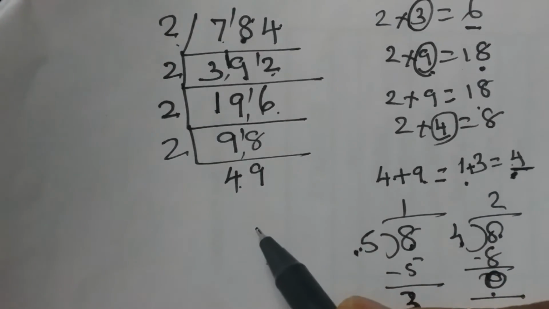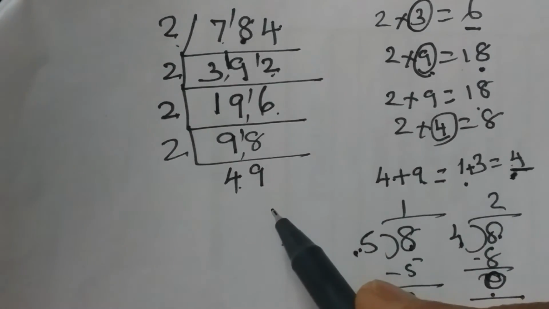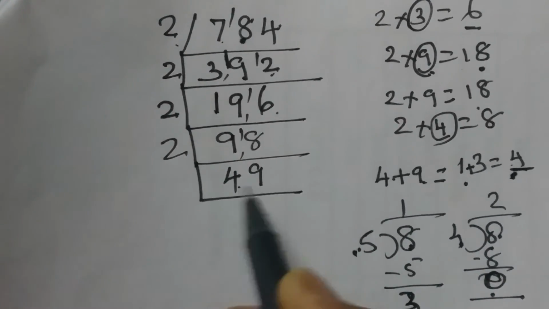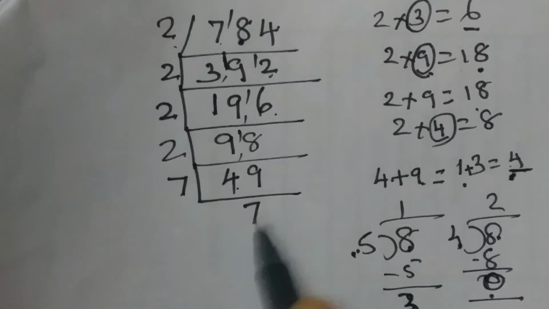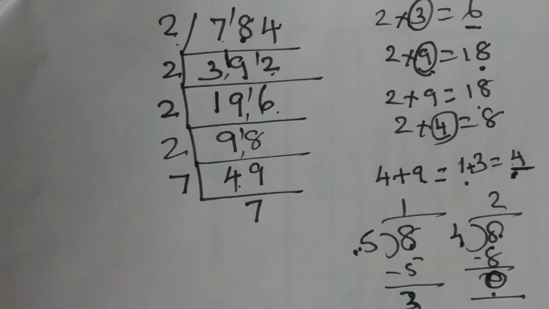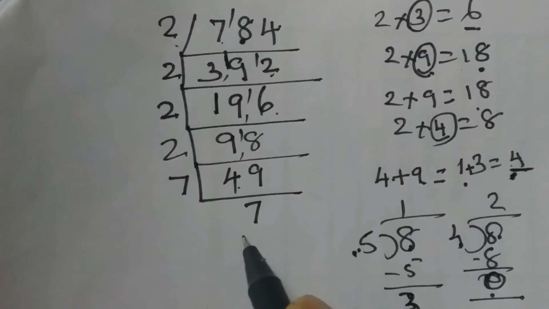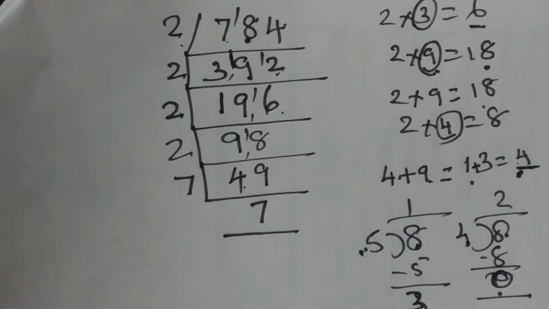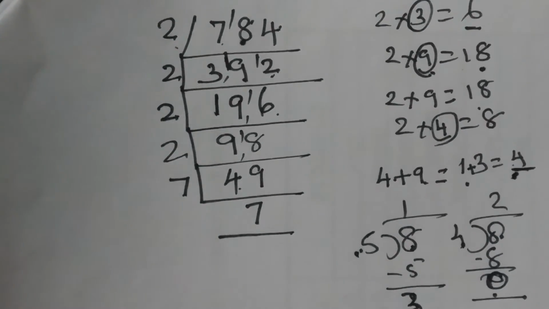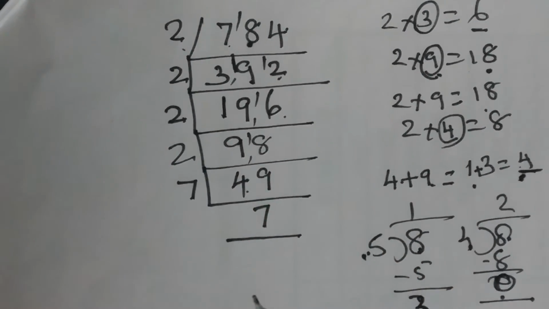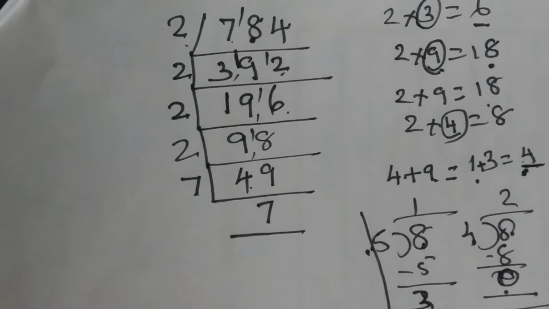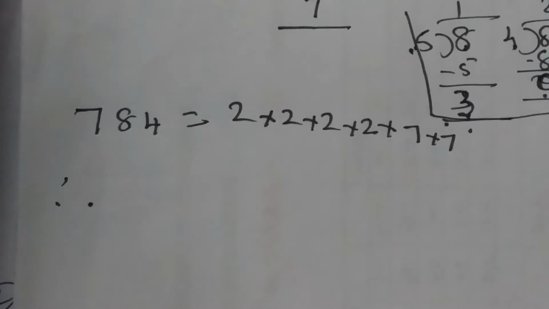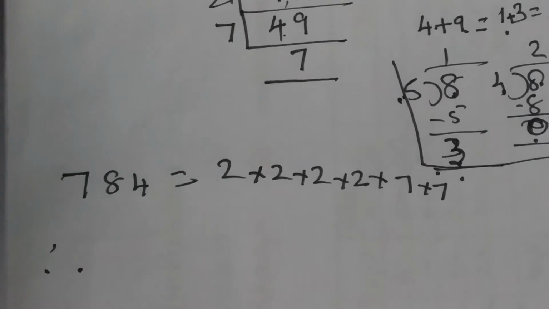And which is the next prime number you will check? 7. Yes, if you're thorough with the tables, as soon as you see the number, just like that we can write it. It is there in 7 tables, that is 7 sevens are 49. Now 7 is what number? It's a prime number. We cannot divide further, so prime factorization is over. Now 784 is equal to, write all these factors. So we get 4 2's and 2 7's. Therefore, we have written all the factors, 4 2's and 2 7's.